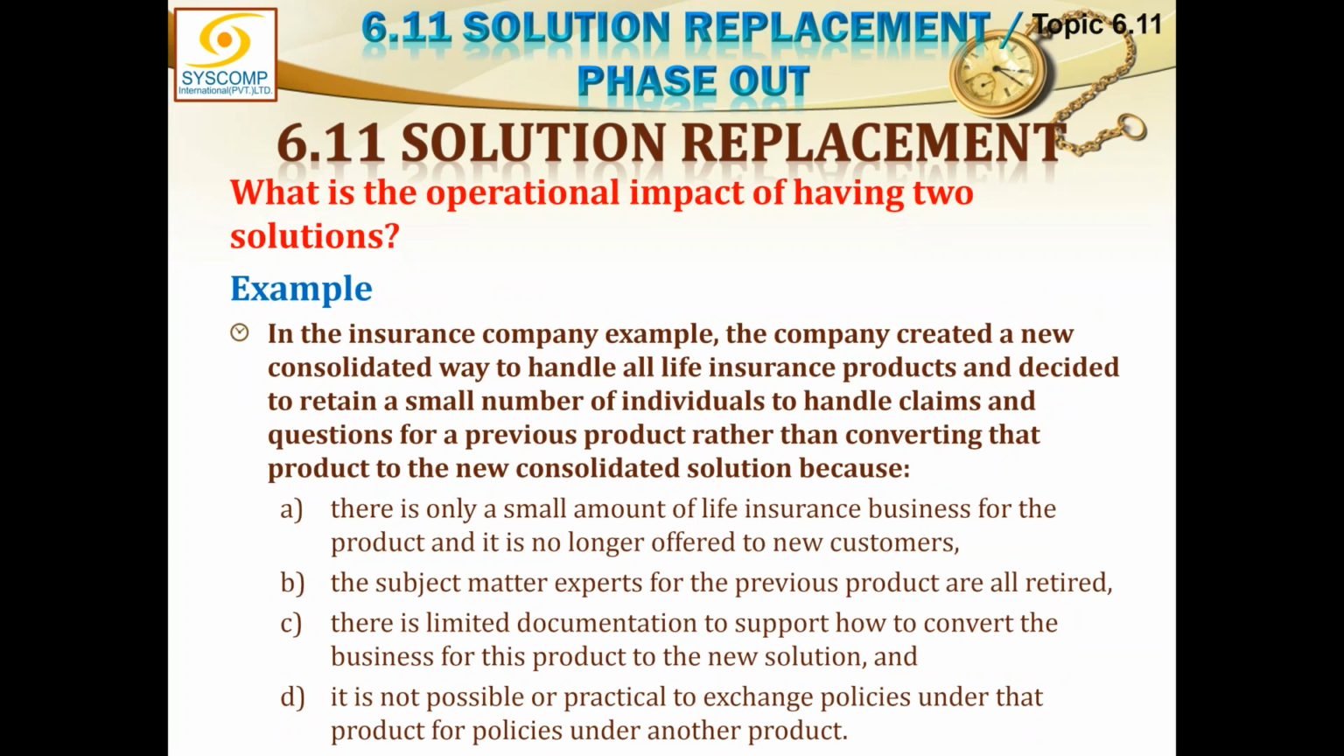An example is in the insurance company example, the company created a new consolidated way to handle all life insurance products and decided to retain a small number of individuals to handle claims and questions for a previous product rather than converting that product to the new consolidated solution because there is only a small amount of life insurance business for the product and it is no longer offered to new customers. The subject matter experts for the previous product are all retired. There is limited documentation to support how to convert the business for this product to the new solution, and it is not possible or practical to exchange policies under that product for policies under another product.